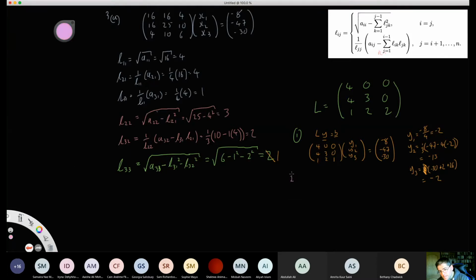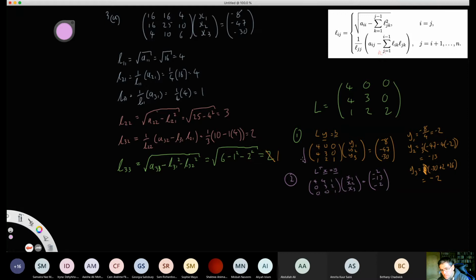On to the second step. Yeah, thanks, Sophie. On to the second step. So we have L transpose. So the second step is L transpose x equals y. So transpose of this: 4, 4, 1, 0, 3, 2, 0, 0, 2 times x1, x2, and x3. And this is our right hand value, so we've got minus 2, minus 13, and minus 2.